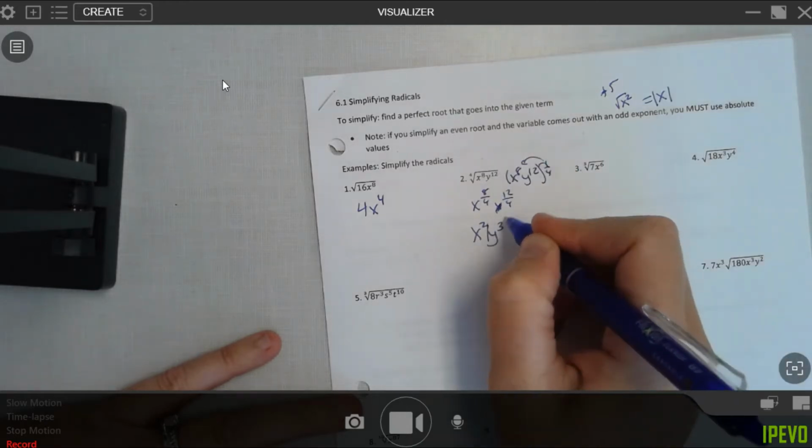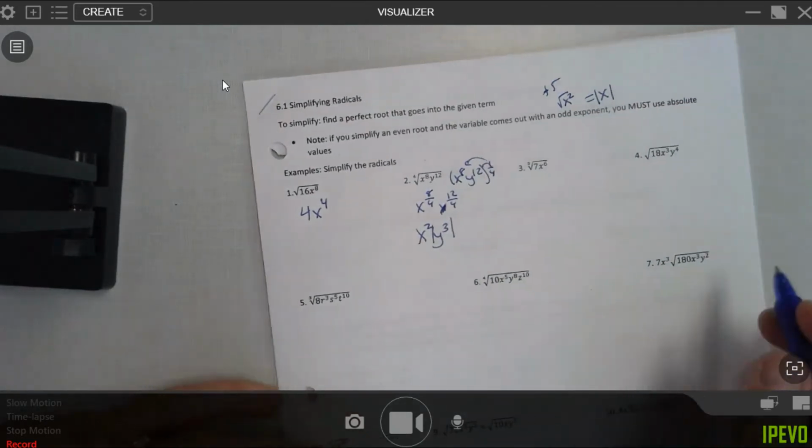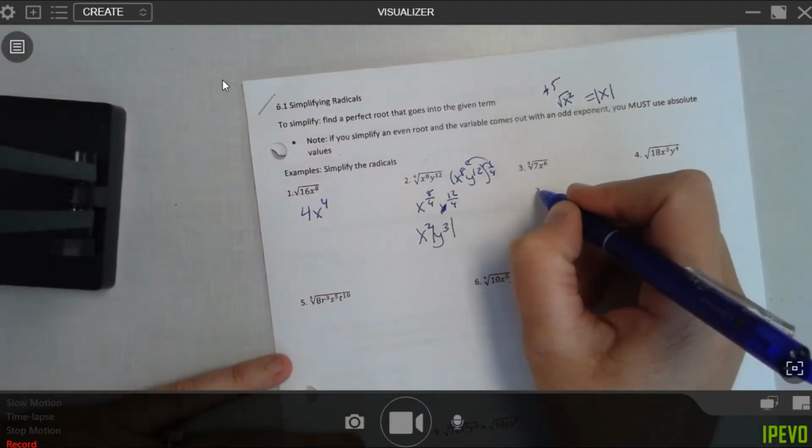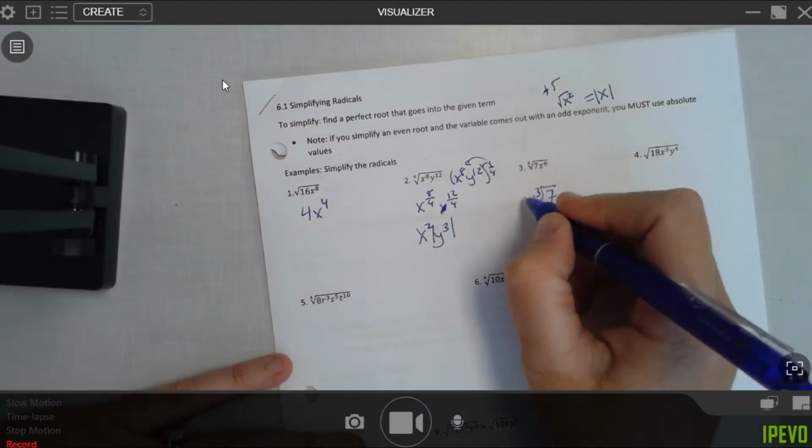Even root, odd exponent. So the cube root of 7 does not come out, so that stays in, and then 3 goes into 6 2 times.